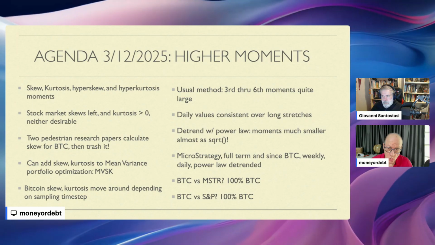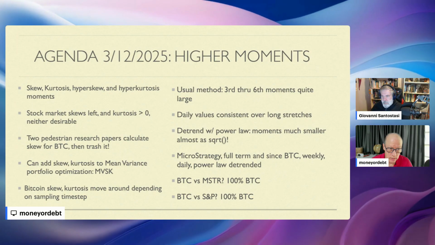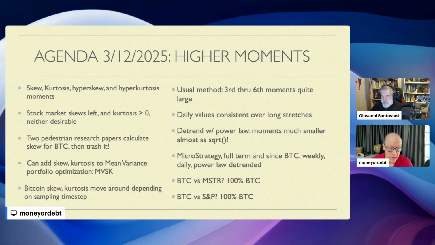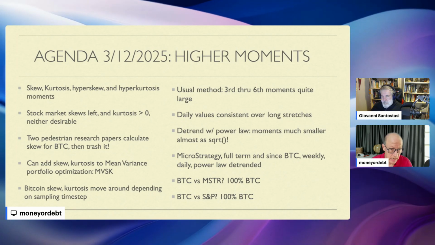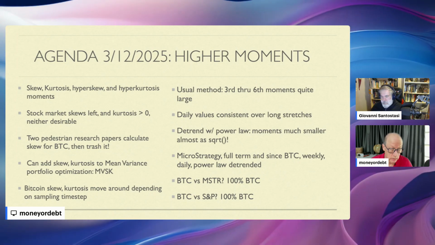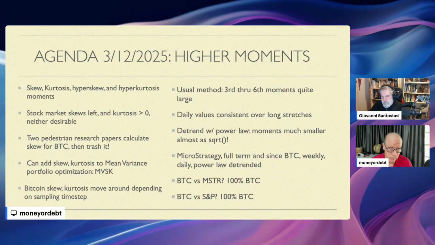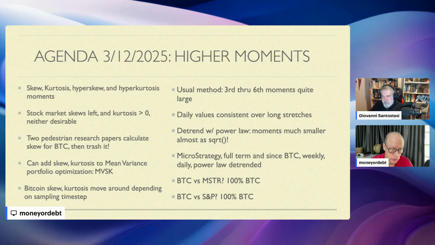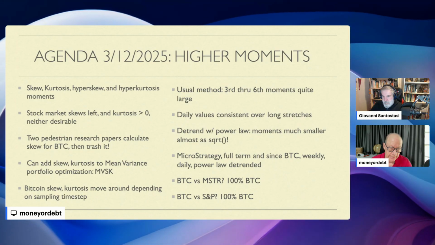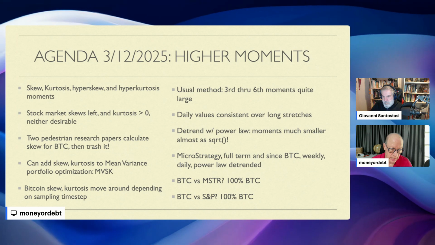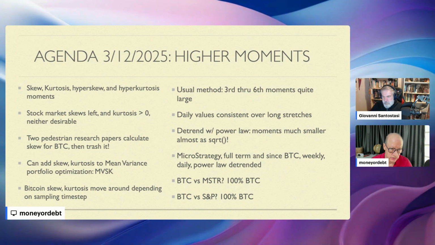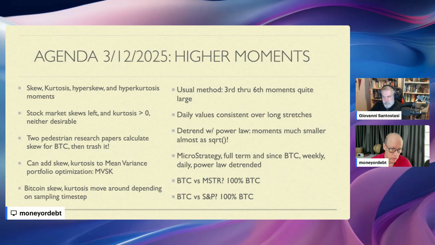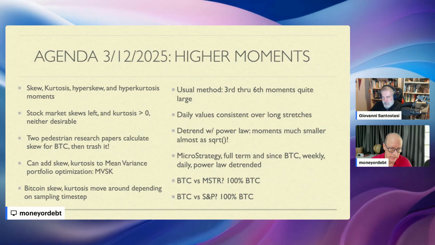I then go on and apply this to MicroStrategy, and a comparison of MicroStrategy and Bitcoin, and the same method of looking at the higher moments and detrending with the power law, and then evaluate. And you have to make a decision about how much you weight skew and how much you weight kurtosis. Those are the only moments that are used. And it actually shows that in a Bitcoin versus MSTR decision, you should be 100% Bitcoin. Now, that's a little controversial. There are other ways that you can analyze that will give you different answers.